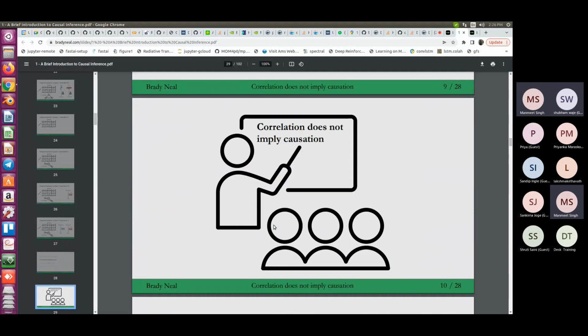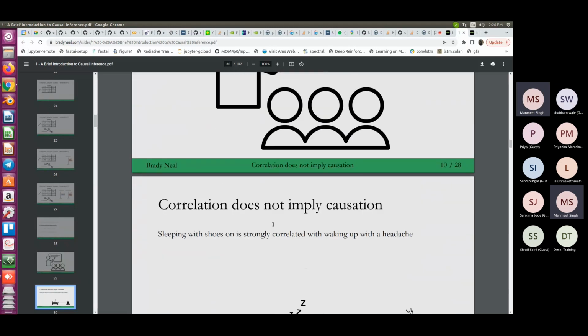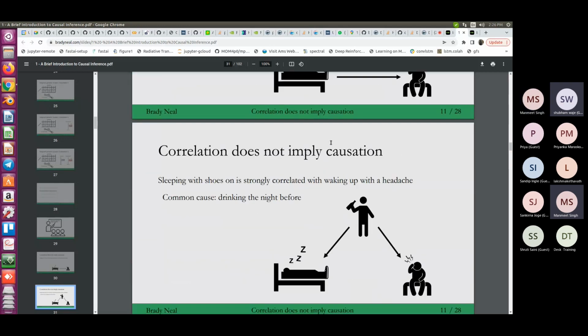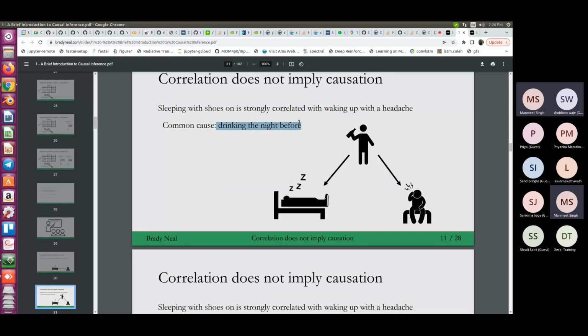So, correlation does not imply causation. Sleeping with shoes on is strongly correlated with waking up with a headache. But does sleeping with shoes on lead to a headache? I mean, that might not be the cause. Drinking the night before might be the actual cause. So you're drinking the whole night and then you slept with shoes on, and after drinking the whole night you are getting up with a headache. So these two might be correlated with each other, but they are not at all causally linked with each other.